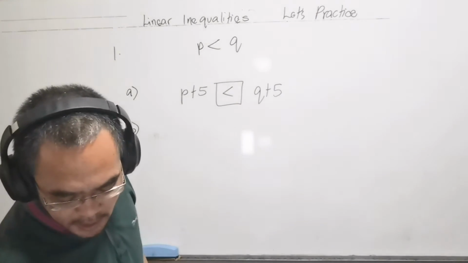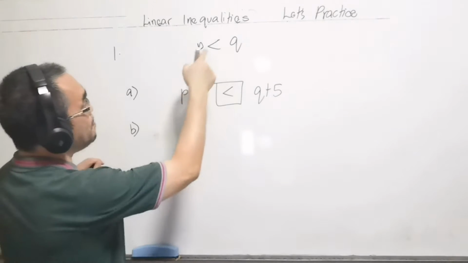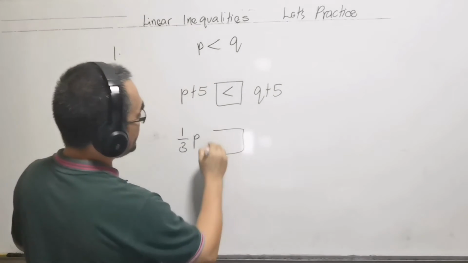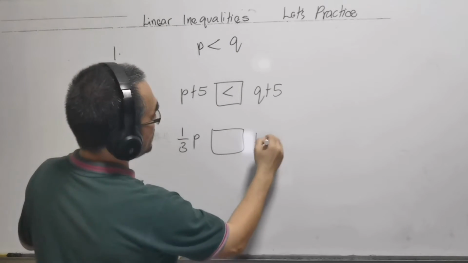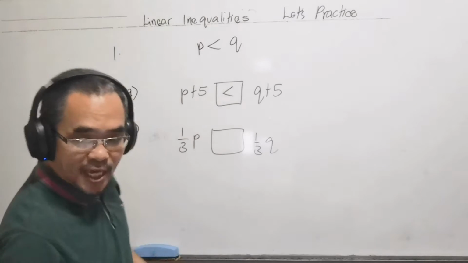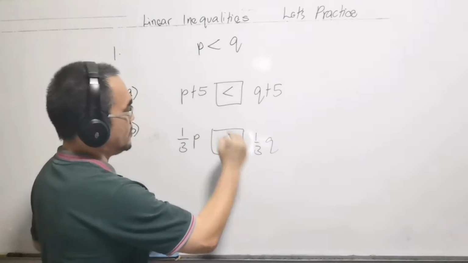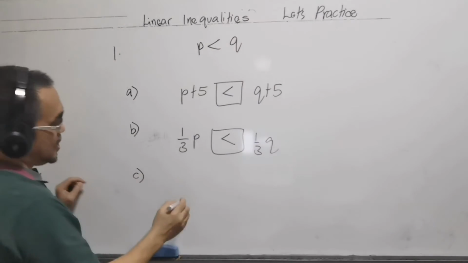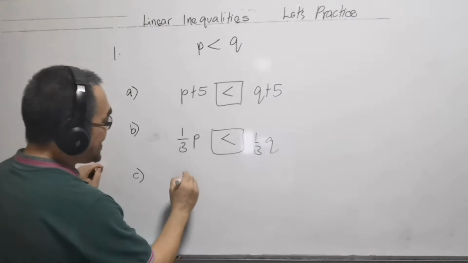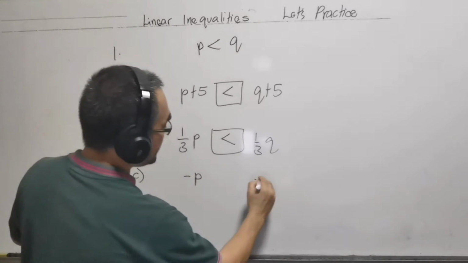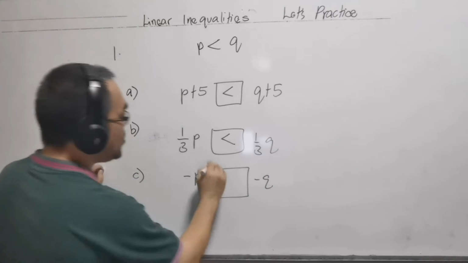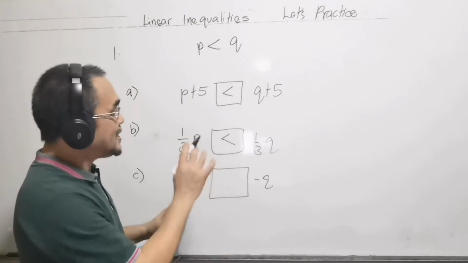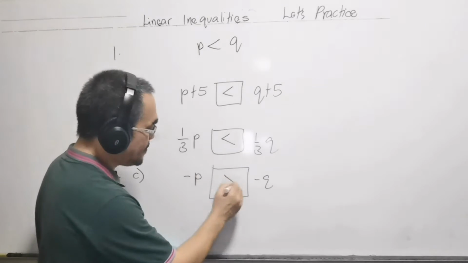So B, if we multiply both of them, P and Q, by 1/3. Does the symbol change? No. And then C, when we multiply by -1. When you multiply by a negative, whatever number it is, the symbol will change.